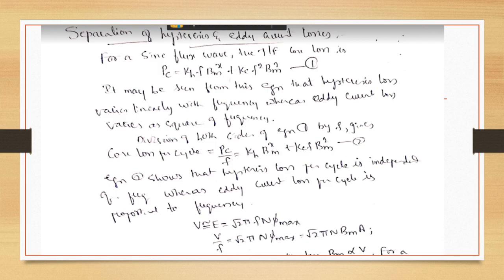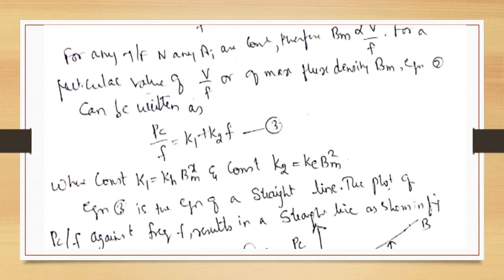So V is equal to E equal to root 2 pi f n phi max, or V by f can be written as root 2 pi n phi max, that is root 2 pi n Bm into A, because phi equal to B into A. For any transformer, n and A are constant, therefore Bm is proportional to V by f.